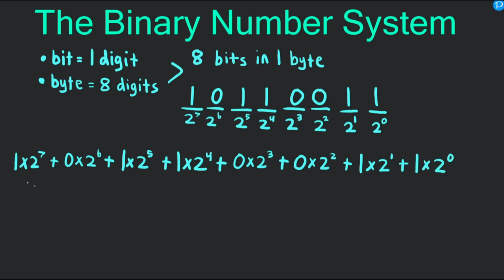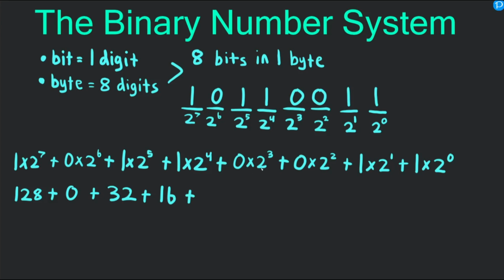Let's go ahead and convert these. 2 to the power of 7 is 128. 1 times 128 is 128. We can add our next place. 0 times anything is 0. Plus 1 times 2 to the power of 5. 2 to the power of 5 is 32. Plus 1 times 2 to the power of 4 would be 16 times 1, which is 16.